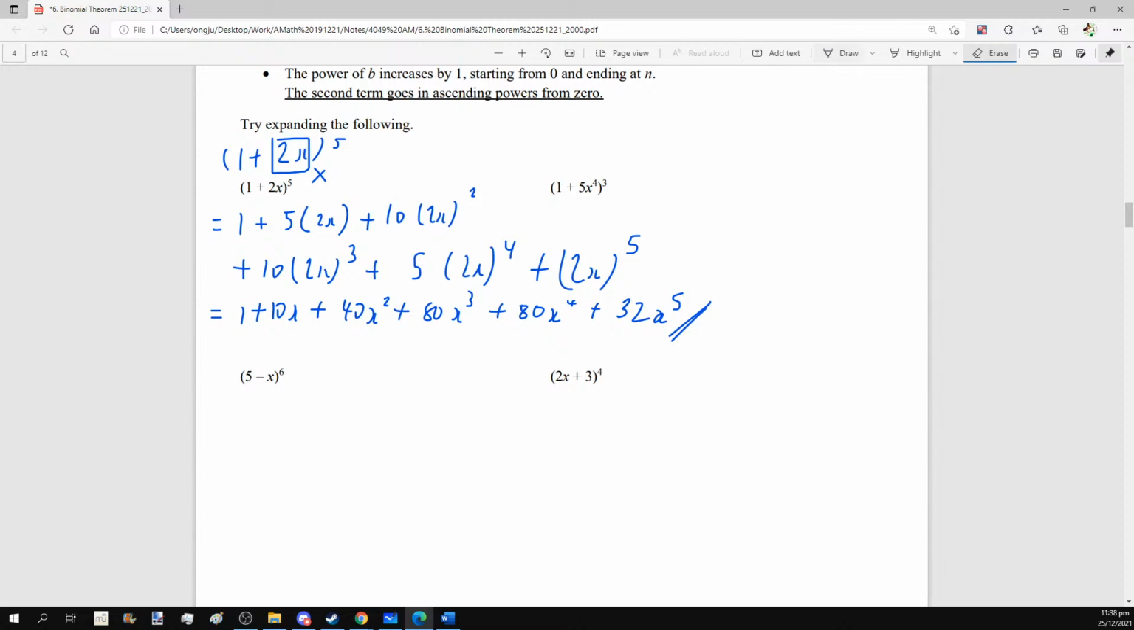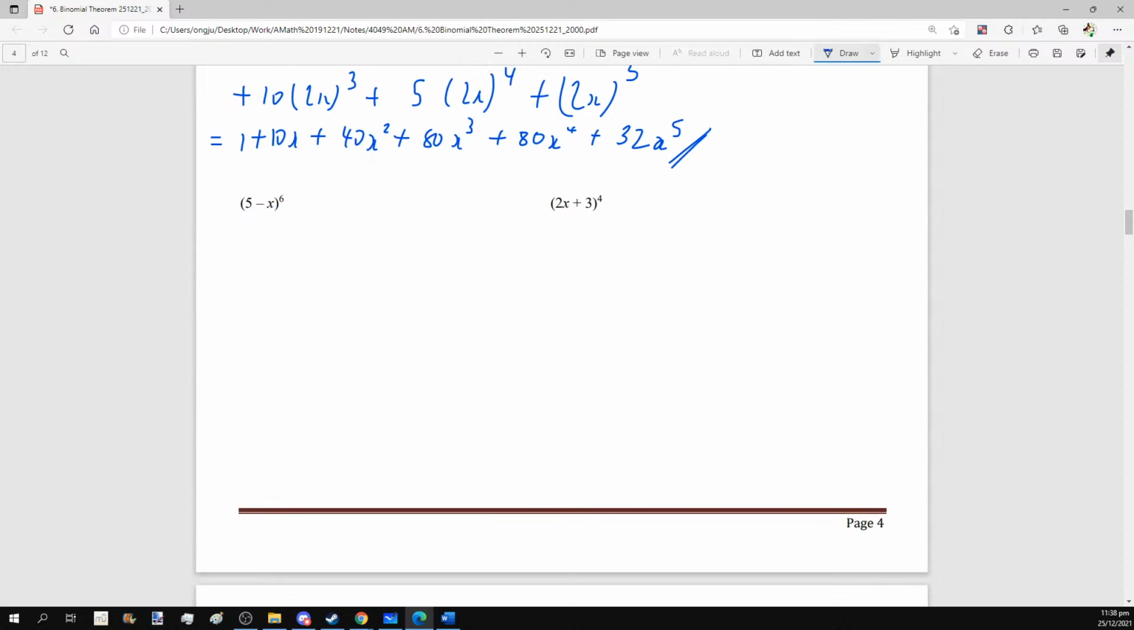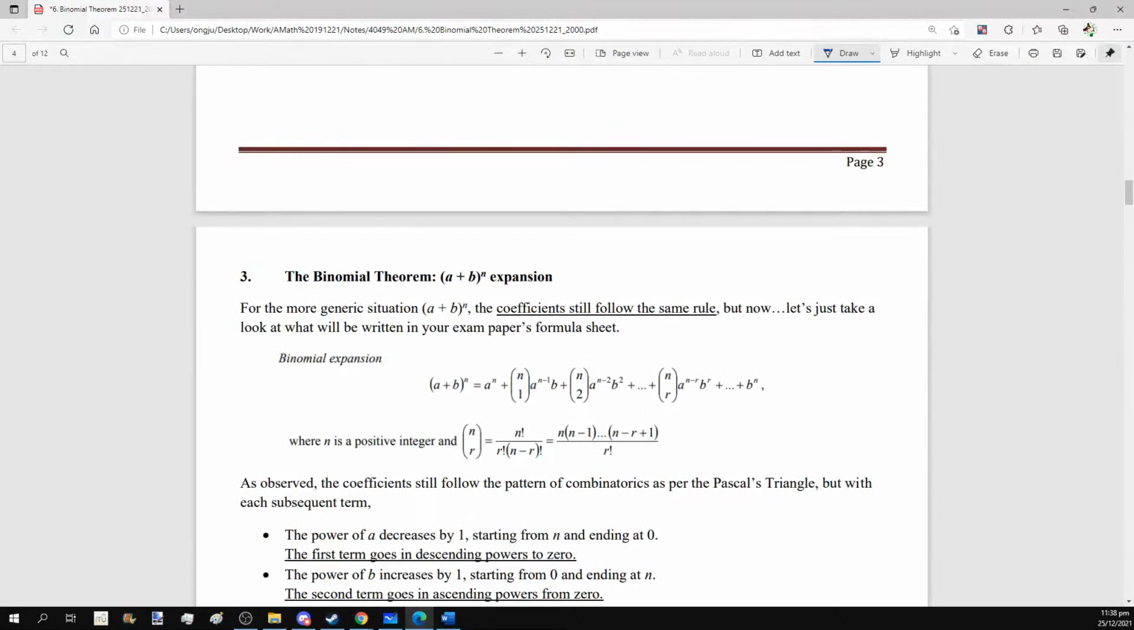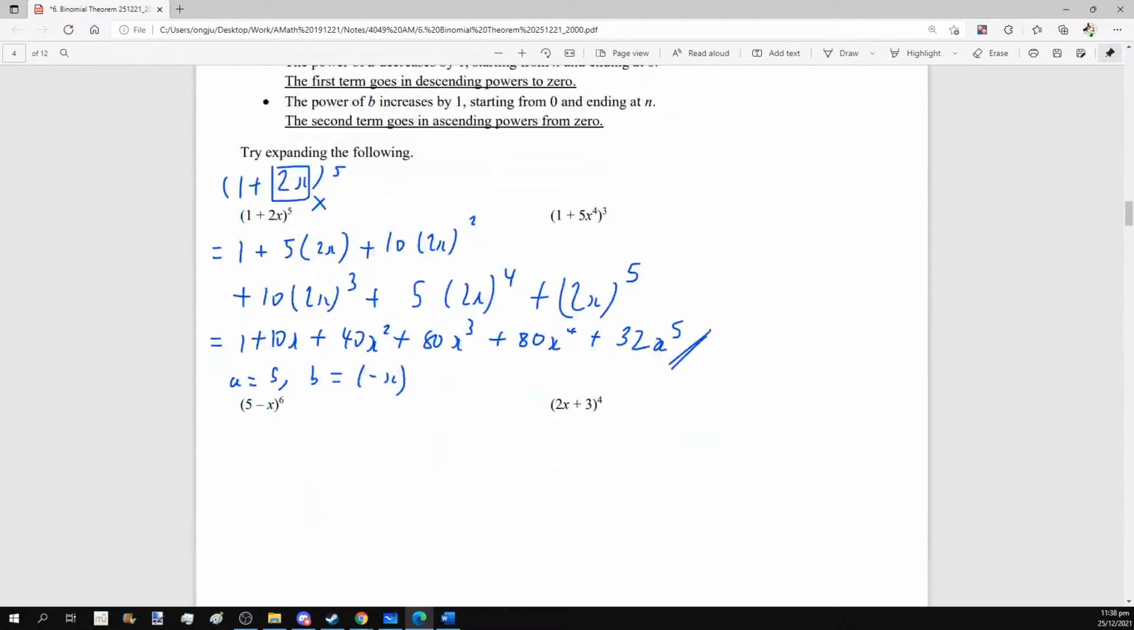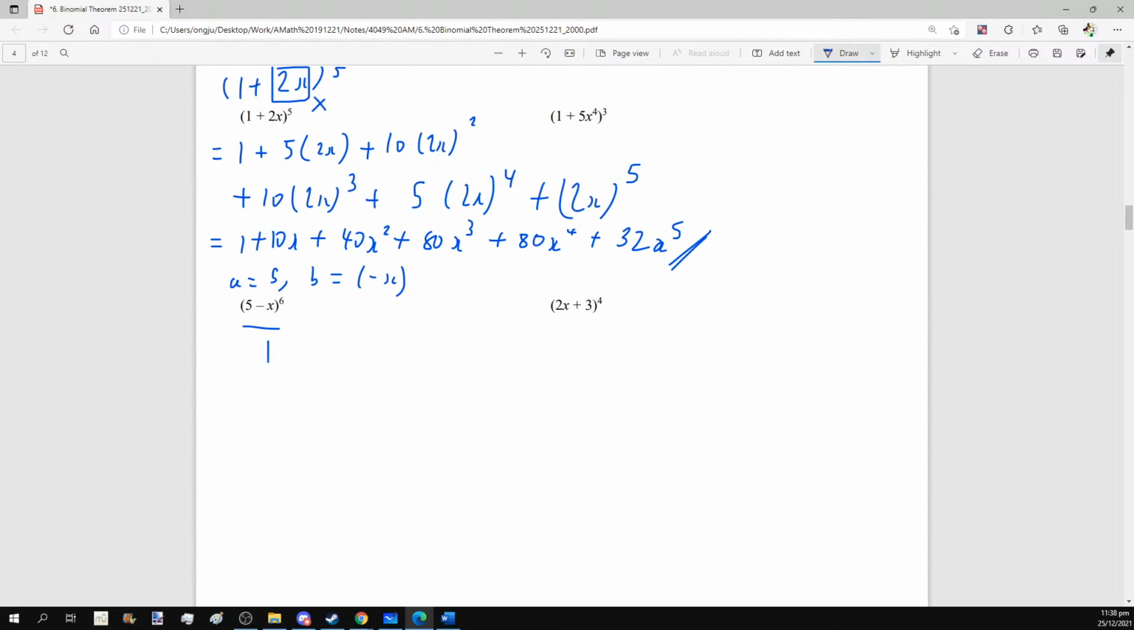Let's take a look at the third exercise here as well. (5 - x) to the power of 6. So in this case, a equals 5, b equals negative x. Why is it negative x? If you look at the formula over here, it is always written as a plus b. So we are forced to say that this is actually (5 + (-x)) to the power of 6. And then you work on.